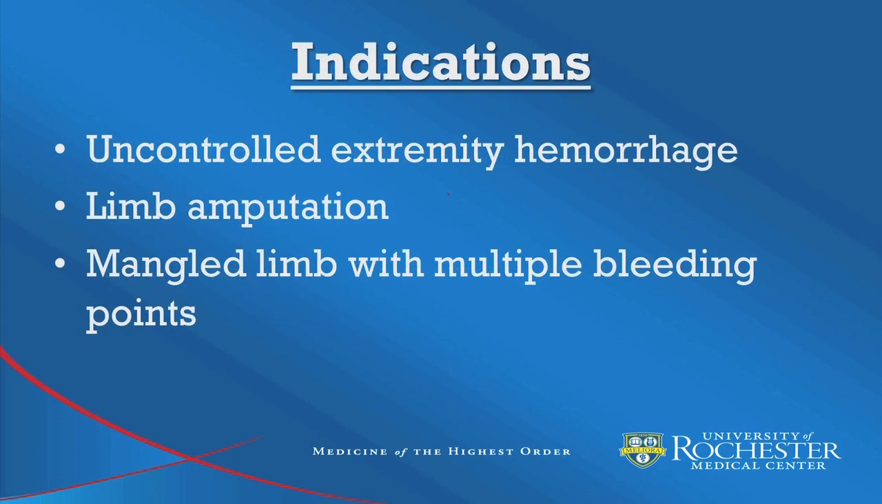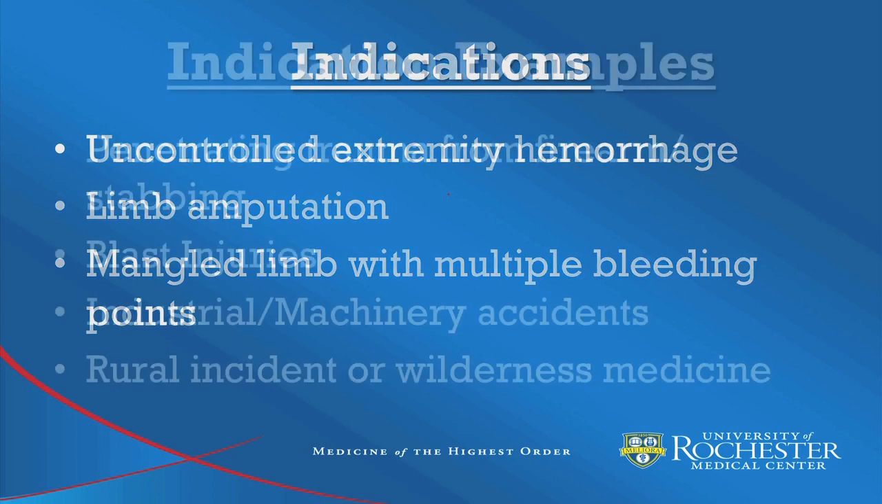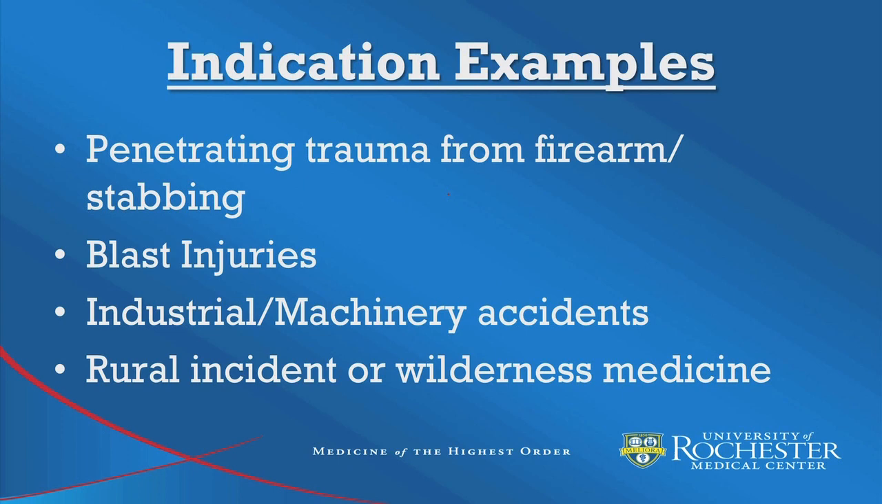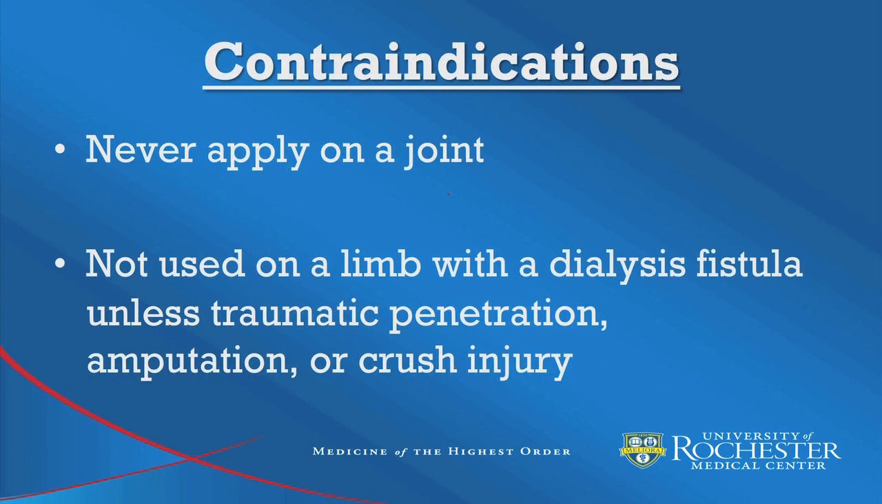The main indications for tourniquet use include uncontrolled extremity hemorrhage, limb amputation, or a mangled limb that has multiple bleeding areas. Some examples where tourniquets might need to be used involve penetrating trauma from gunshot wounds or stabbings, wounds associated with blast injuries, machinery accidents in the industrial or farm setting, and remote emergency medical situations in an austere or wilderness environment.